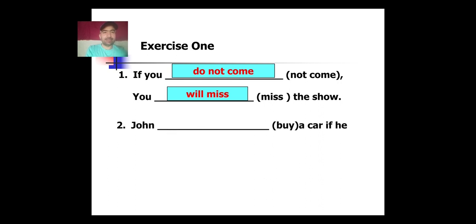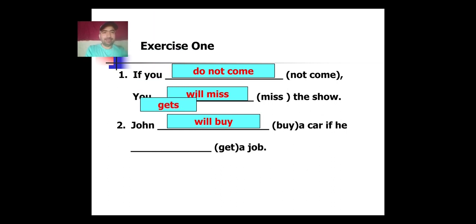Here we are with the second sentence. What's your guess? Can you guess the first blank? Let's see. John will buy a car if he gets a job. There you see the shuffled sentence. The main clause comes first and it is in the future tense, and the if clause is in present tense.